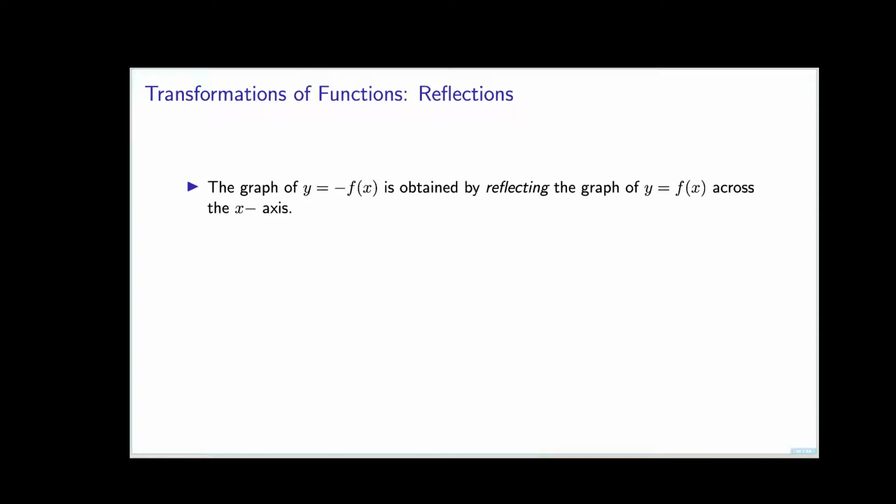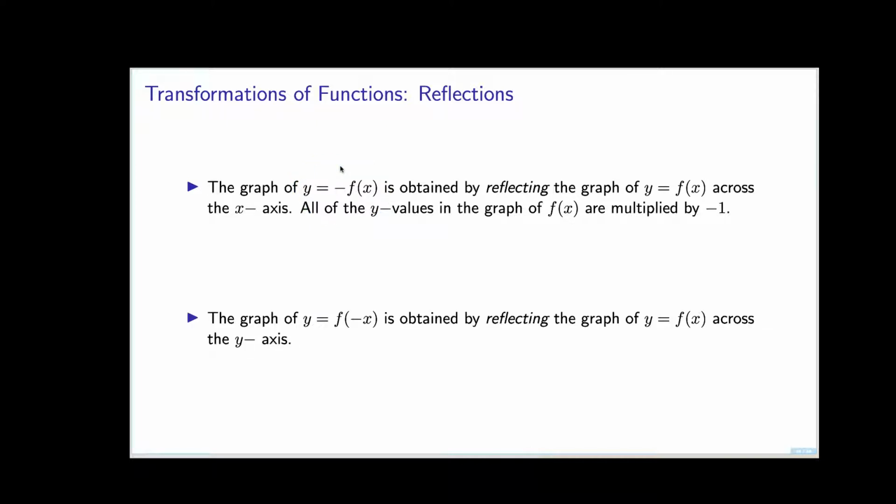The graph of y equals negative f of x is obtained by reflecting the graph of y equals f of x across the x-axis. In other words, all of the y values in the graph of f of x are multiplied by -1, as we see in our expression y equals negative f of x. On the other hand, the graph of y equals f of negative x is obtained by reflecting the graph of y equals f of x across the y-axis. So in this expression, all of the x values are replaced with negative x.